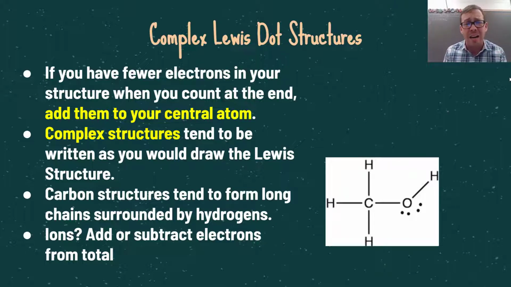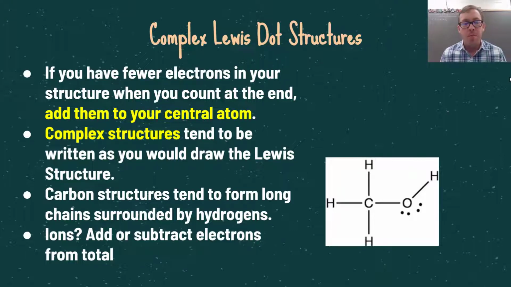Let's say we have an ion, so for example, NH4 plus or NO3 minus. Well, if we have a plus charge, that means we have one less electron in our structure than what we would count. So for NH4 plus, you're going to subtract an electron from step number 1. And let's say you have NO3 minus. If you have NO3 minus, you're going to add an electron to that very first step.